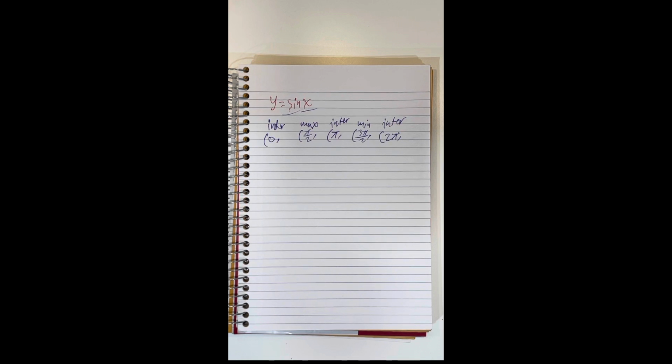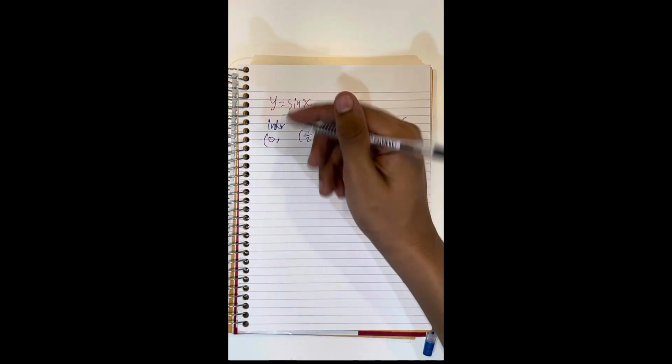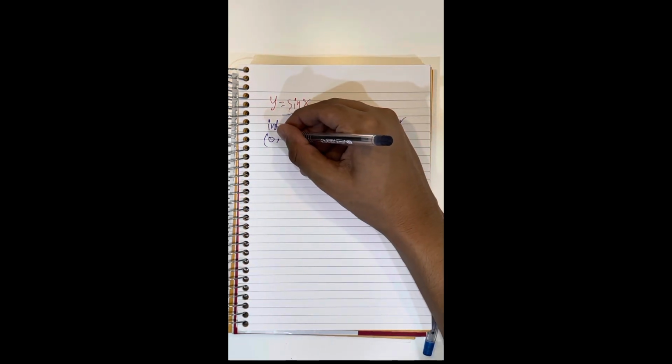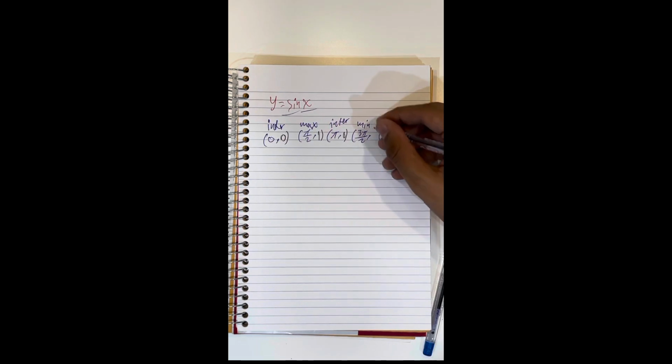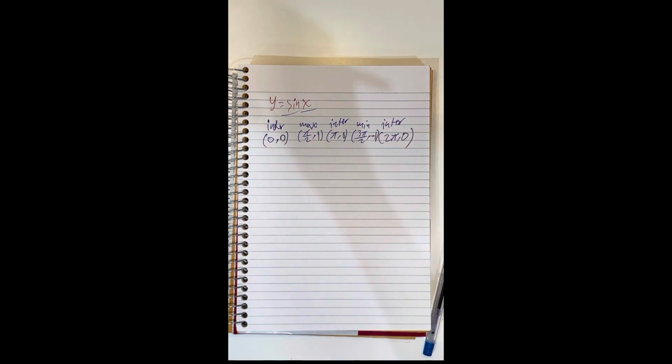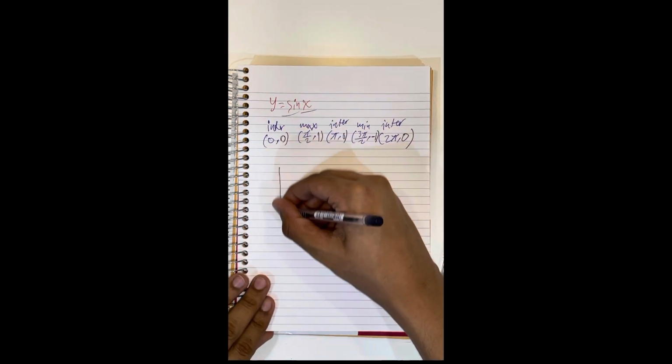The y's are way simpler because the first intercept is going to be 0, and the maximum is going to be 1. The intercept is going to be 0, the minimum is going to be -1, and then the other intercept is going to be 0. So now let's get to graphing it, as you can see in here.